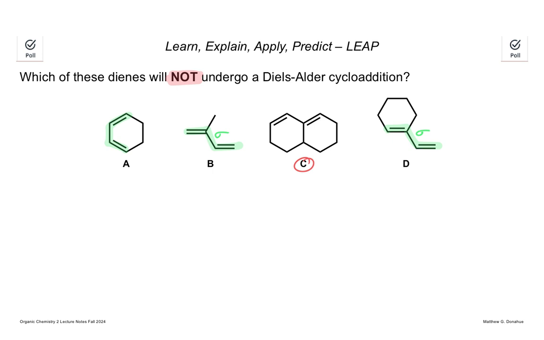Now for C, there's the diene, but everything's locked in those rings. So there's no way for that sigma bond to rotate. So this is S trans, so no Diels-Alder.